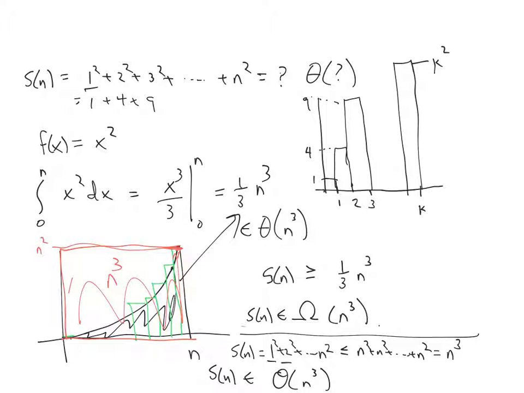So we've proven that S of n is bounded below by a multiple of n cubed, and above by a multiple of n cubed, which is all we were trying to do.